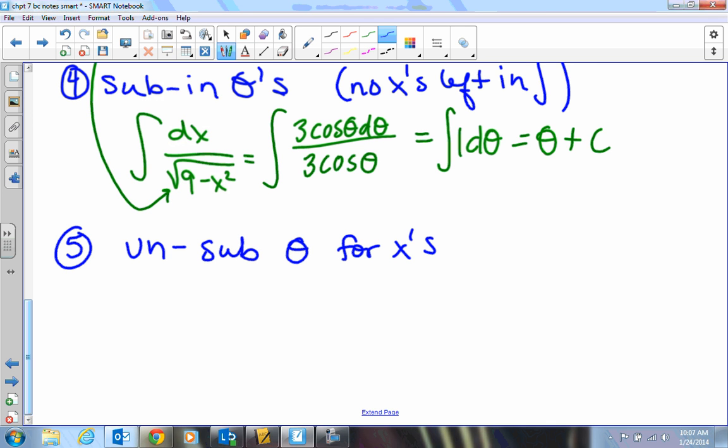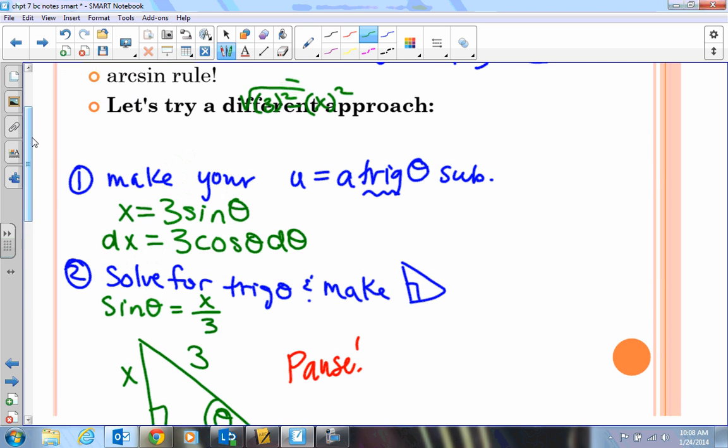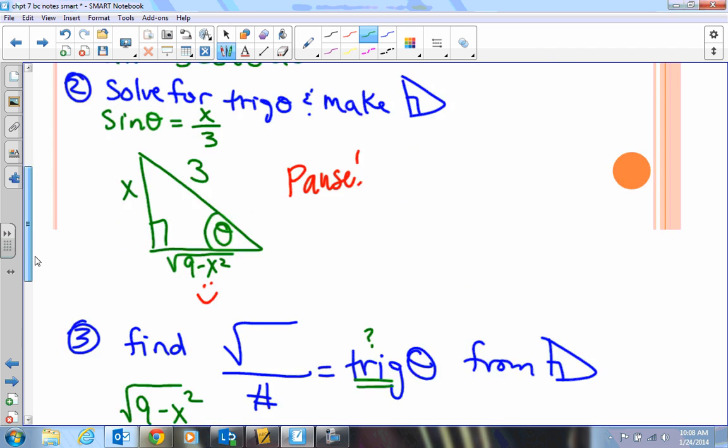Now we're going to unsub the thetas from the x's. In this case, I need to know what theta equals because I had theta plus c. So I know that x equals sine theta.